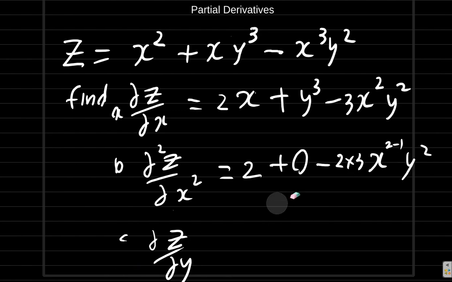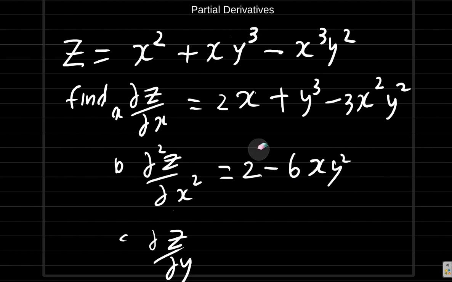Of course, let's fix this up. Plus 0, can leave that out. Minus, well, 2 times 3 is 6, so it's going to be 6. x to the 2 minus 1 is just x to the 1, which is x. And then y squared. So what you have is 2 minus 6xy squared. Alright? Let's look at this one now.